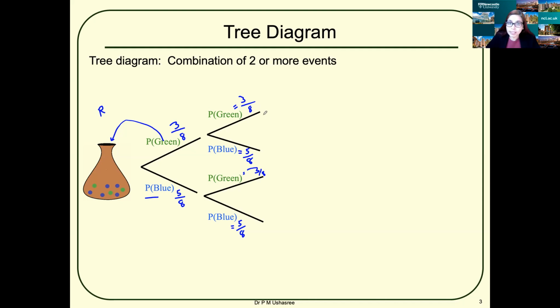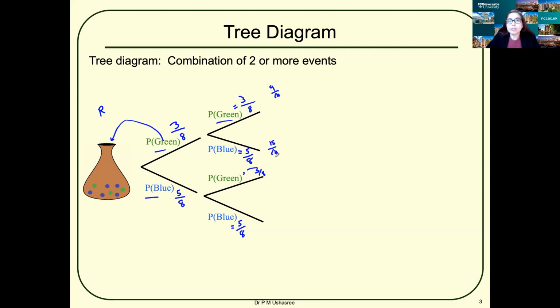Now, towards the end of the branches, you write the total probability. That is, what is the probability that I pick a green ball and then a green ball? It's an AND process here. So 3/8 times 3/8, which is nothing but 9/64. Similarly, what is the probability that I'll pick a green ball and then a blue ball? It's going to be 15/64.